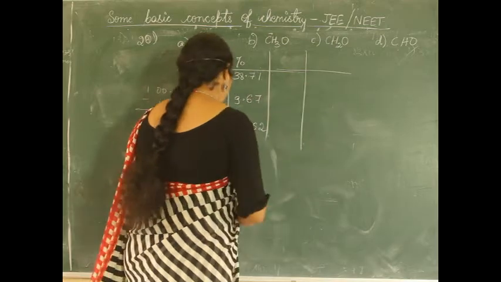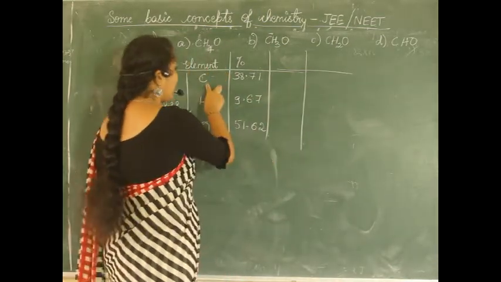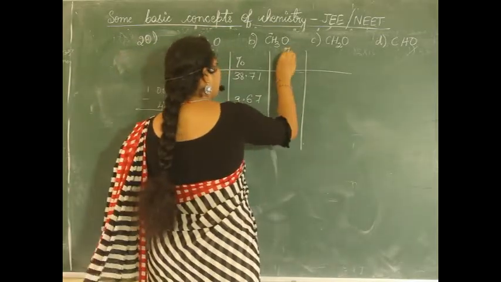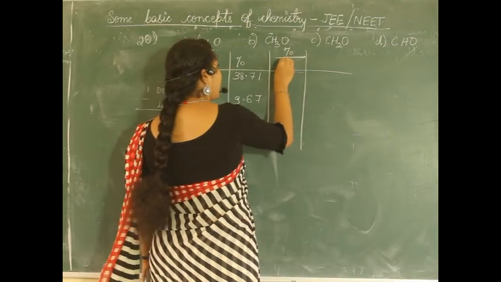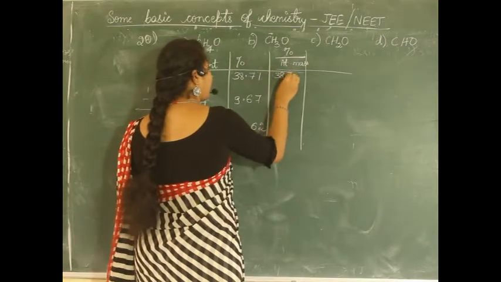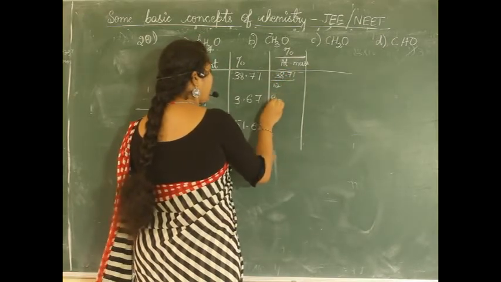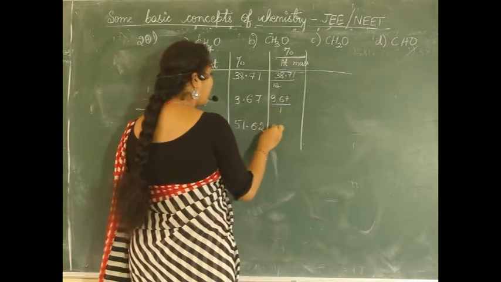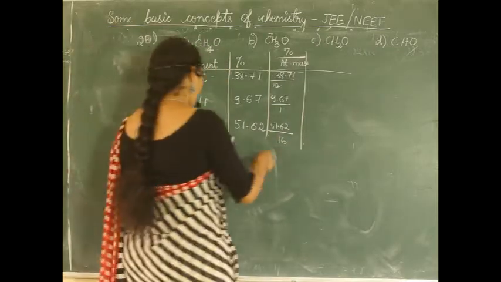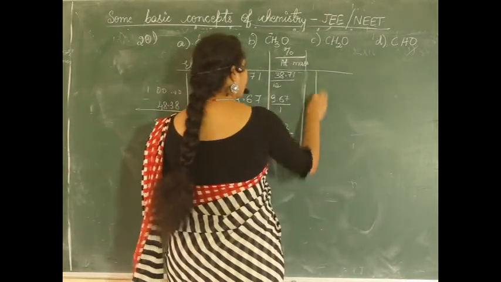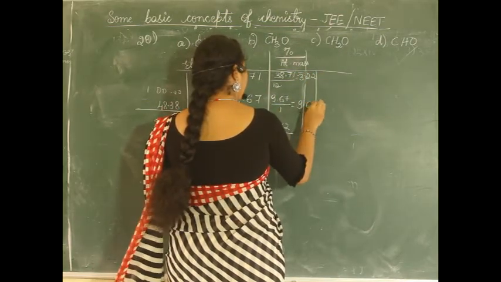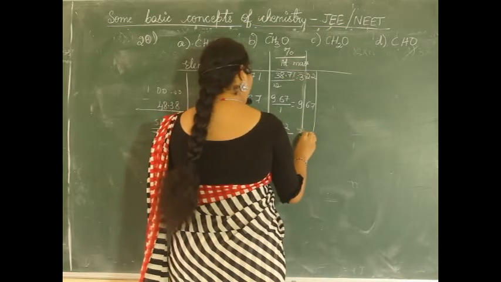Next step, what are you going to do? You can write the atomic weight. Atomic weight of carbon is 12. Hydrogen is 1. Oxygen is 16. Let me directly write the number of moles: percentage composition divided by atomic mass. So it comes to be 38.71 divided by 12, here 9.67 divided by 1, 51.62 divided by 16. So what are the values here? It comes out to be 3.22, here 9.67 itself, here it is 3.22.